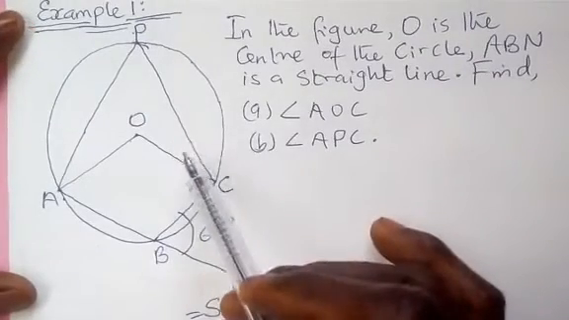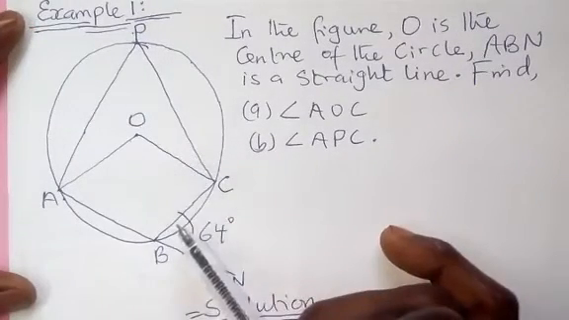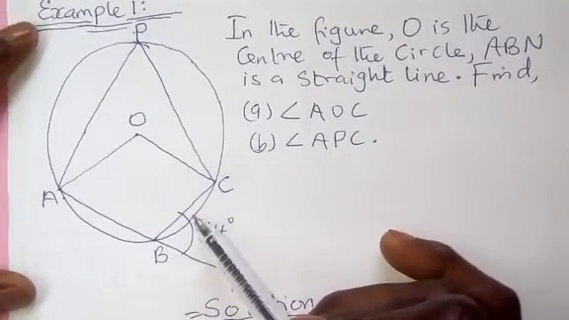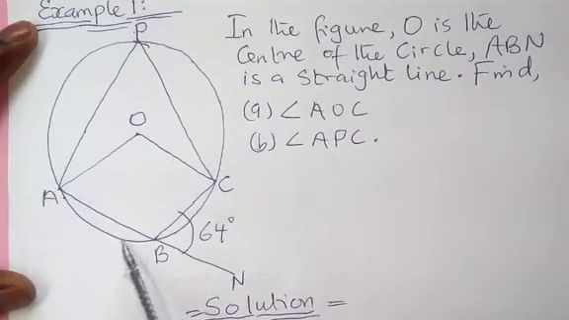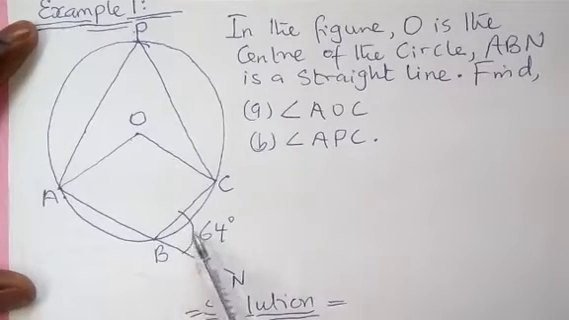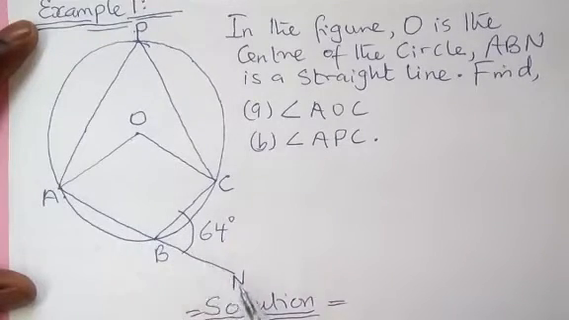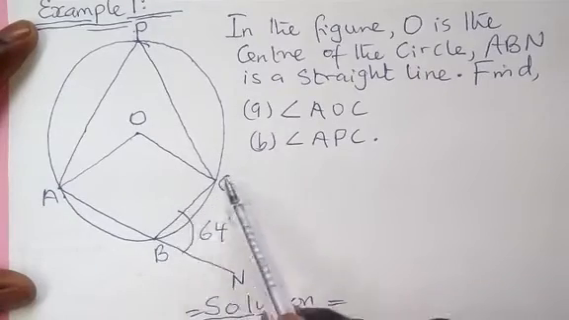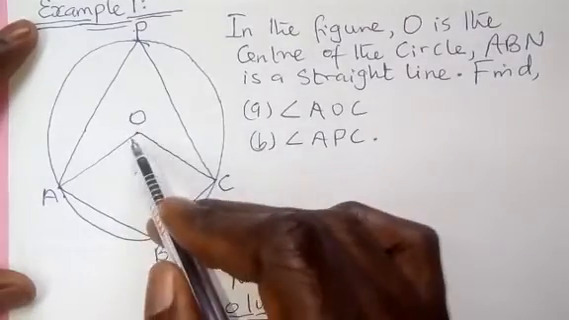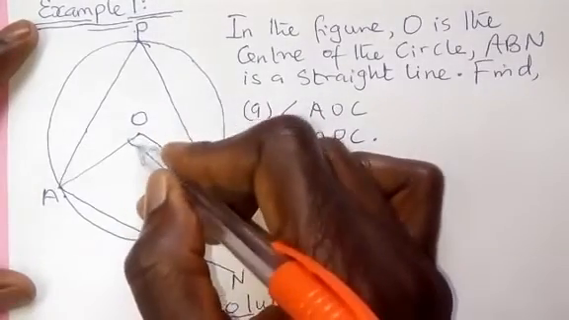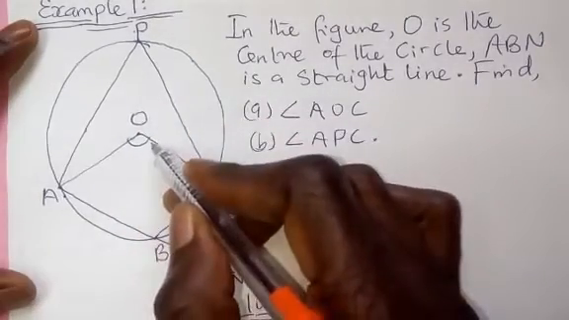Now, a closer look at this diagram will show to us, based on the information given to us, that ABN is a straight line. That means this 64 degrees is formed by this straight line and by this line BC. So if we are to get our AOC, that is the angle at this point here, let's mark it. You will realize that we are having angle at the center.